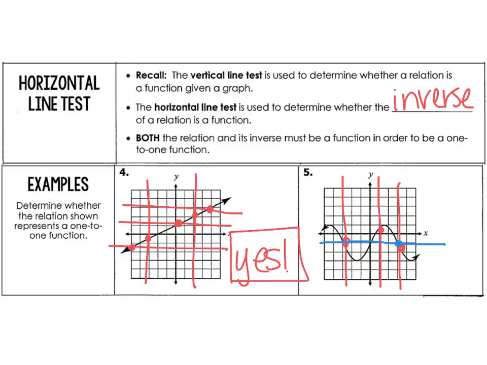However, it doesn't pass the horizontal line test because this horizontal line touches the graph at 3 points. Therefore, the inverse of this relation is not a function because it does not pass the horizontal line test. So we say no, this relation is not a one-to-one function.